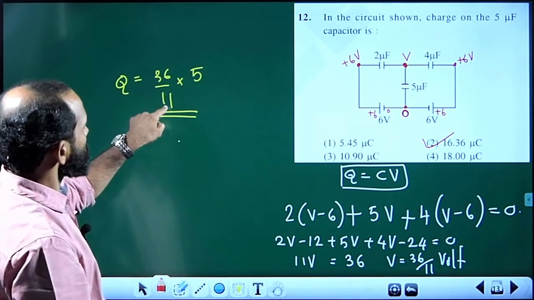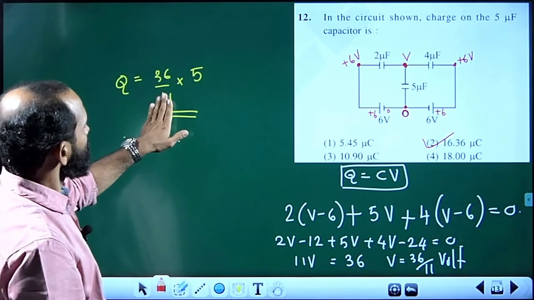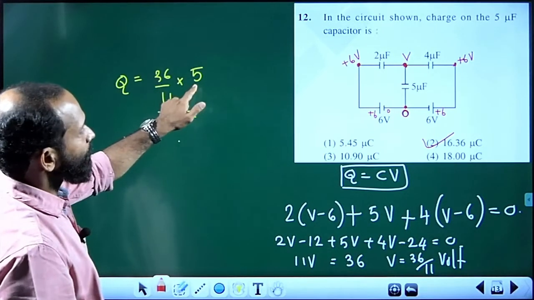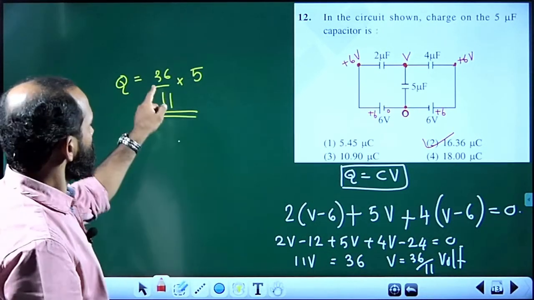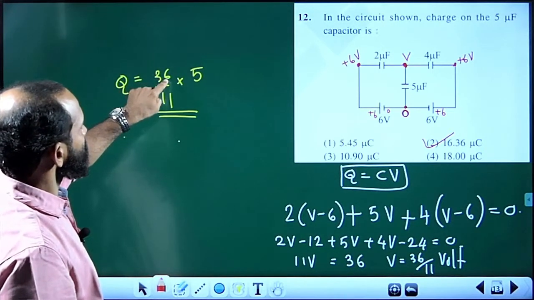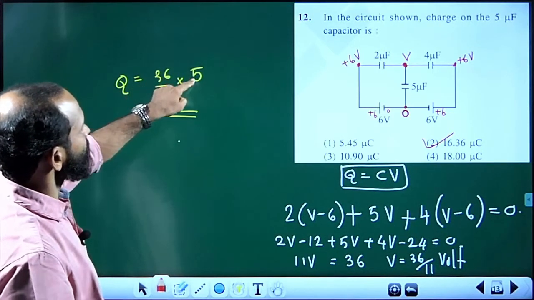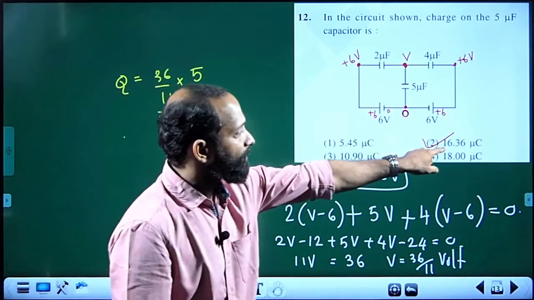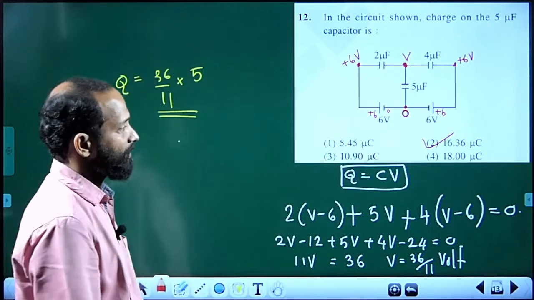So, take this as approximately 10, then 3 into 5, 15, no other options. Take this as 10, then this will be 3.6, then 3 into 5 is 15, slightly more than 15, that is only the second option. So, the correct answer is that.